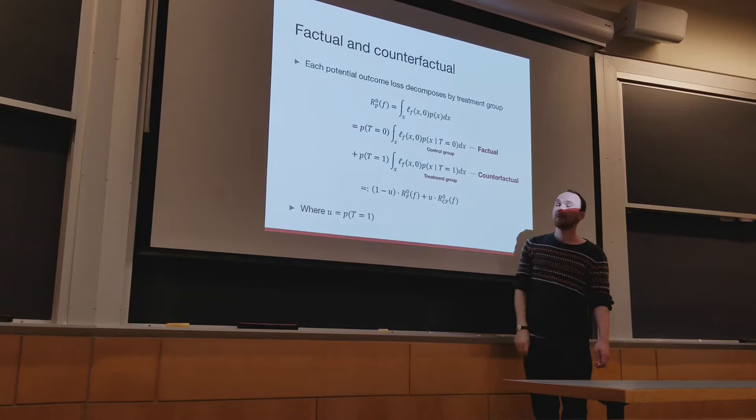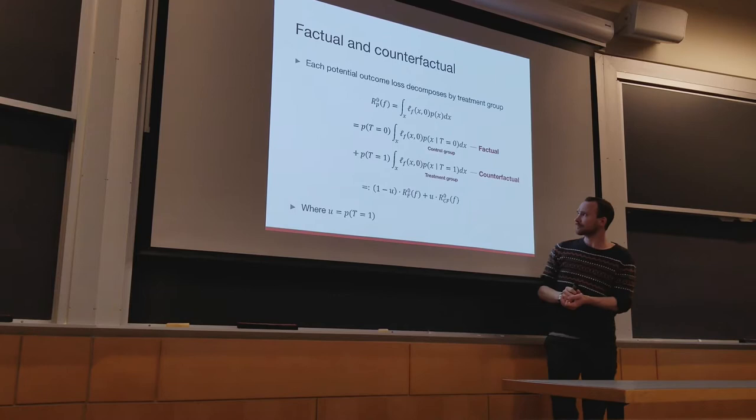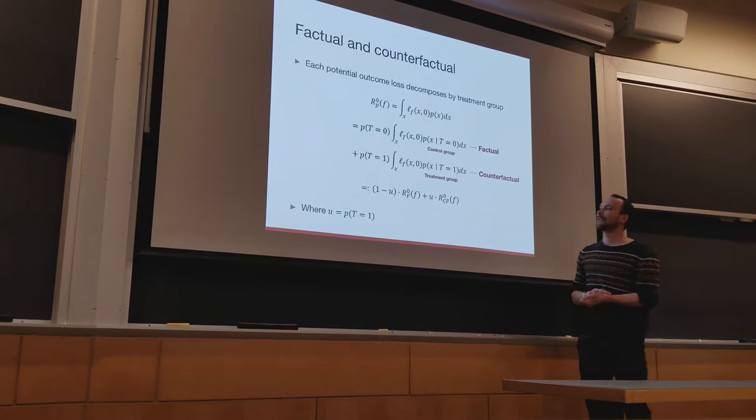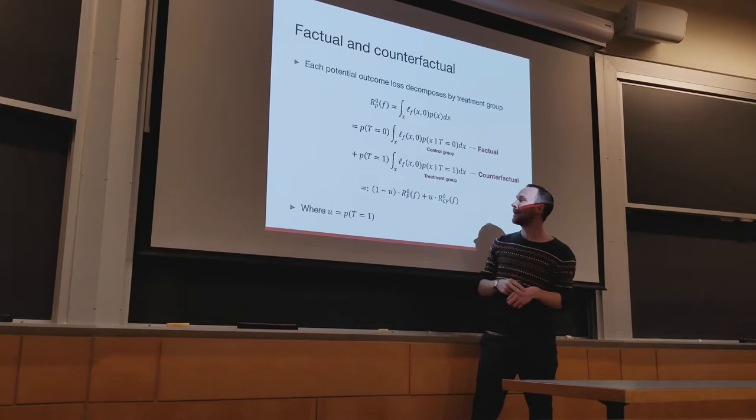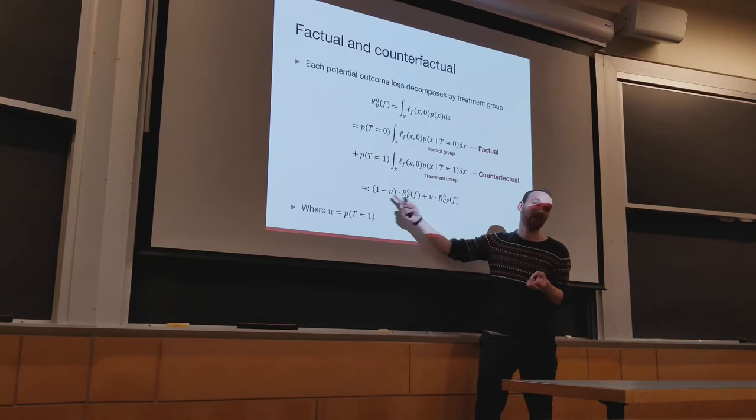Now this is clearly a counterfactual quantity, in the sense that we want to measure the loss for predicting the control outcome for units drawn from the treatment group. Okay? So that's why we call them the factual and counterfactual losses here. So just the control risk, or the risk under the control outcome, can be decomposed into these two terms. Here I've used U to denote the probability marginally that you're in the treatment group. So if U is half, these will be both half. So there are as many control subjects as treated subjects.